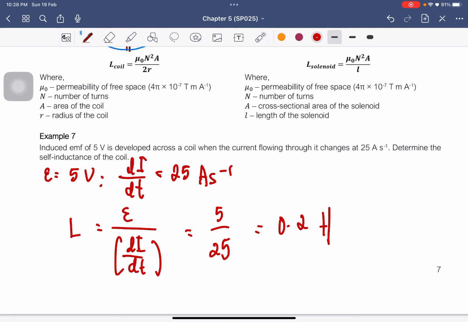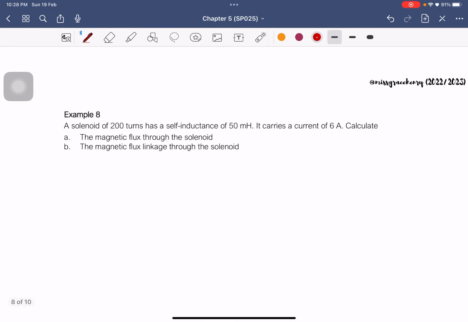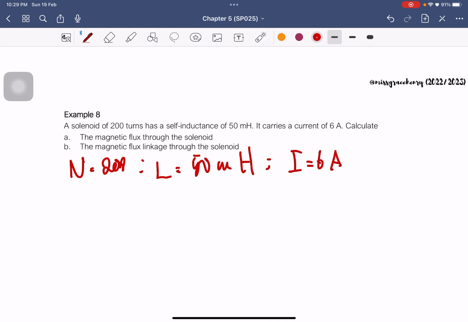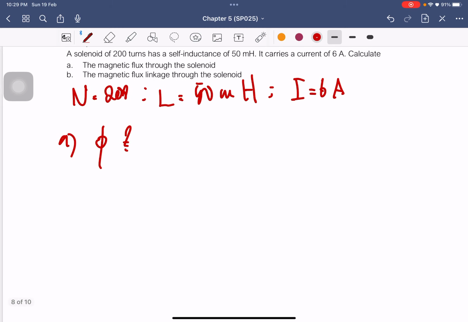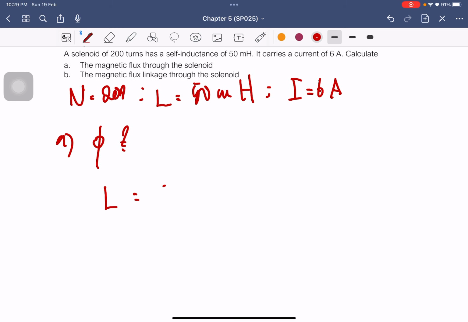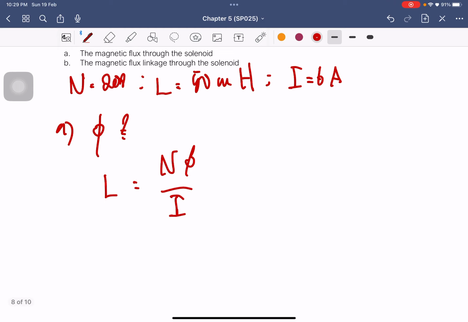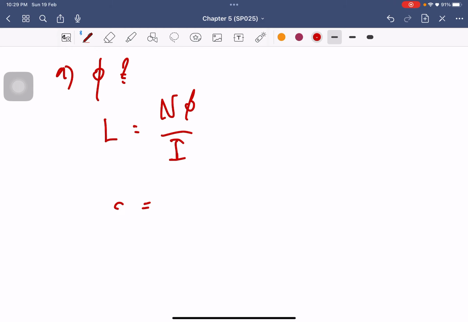Okay, alright. Example number 8, we have a solenoid of 200 turns and self-inductance of 50 millihenry carrying a current of 6 ampere. Calculate the magnetic flux through the solenoid. Magnetic flux is phi. So how do we find phi? We are going to use the self-inductance formula, which is L equals Nφ over I.